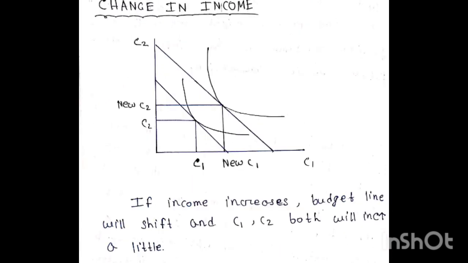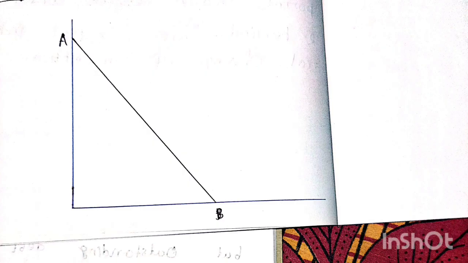So when our income changes or increases, our budget line will shift, and as our budget line shifts, our indifference curve will also change. So the consumer equilibrium point will also change, and our consumption in both the present period as well as the future period will rise. This happens due to the change in income. Now we will try to understand what happens if the rate of interest changes.